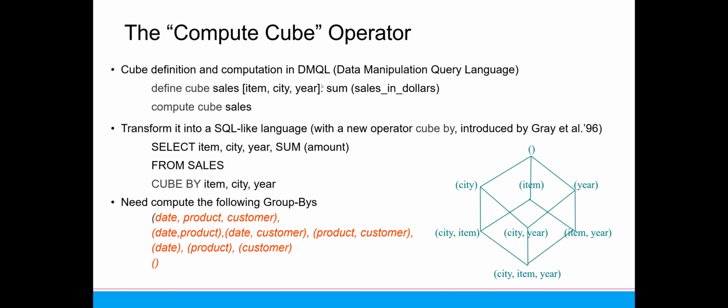So for example, in the compute cube operator, we have the DMQL, data manipulation query language. So we can define the cube cells, whether it is item, city, year, and what we would like to know is the summation of the cells in dollars. So we compute the cube cells, and we can transform it into an SQL-like language. For example, I want to know the item, city, year, and then the summation of amount from sales. So sales is the data warehouse, and cube by item, city, and year.